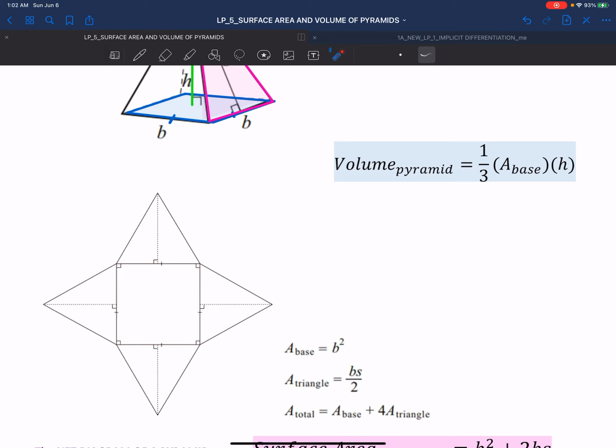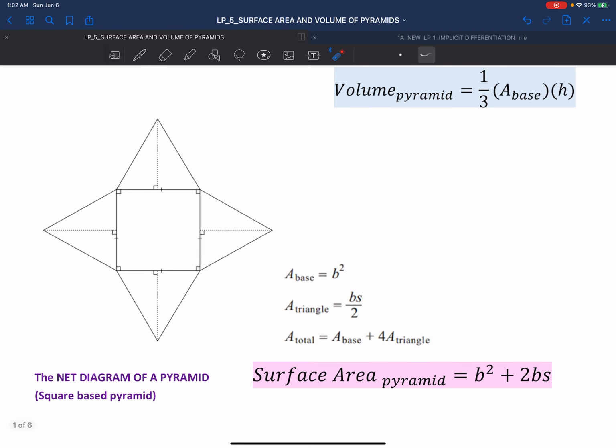Now, the net diagram of the pyramid is quite easy to imagine and simple, and it would be interesting if you would make a pyramid out of paper, and if you fold it out, you will see that the net diagram of a pyramid is made of the base right here in the center, and attached to every base will be a triangle, which is the lateral face. Now, the net diagrams are most commonly used to help us visualize and understand how to find the surface area of a pyramid.